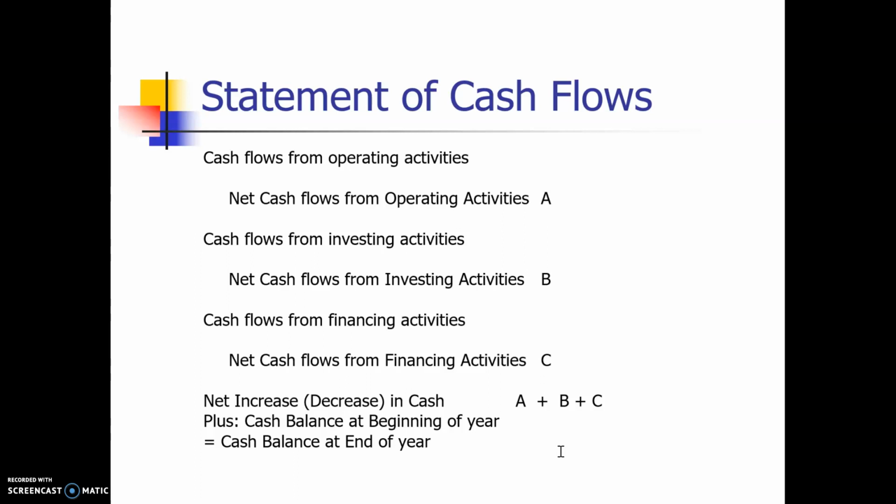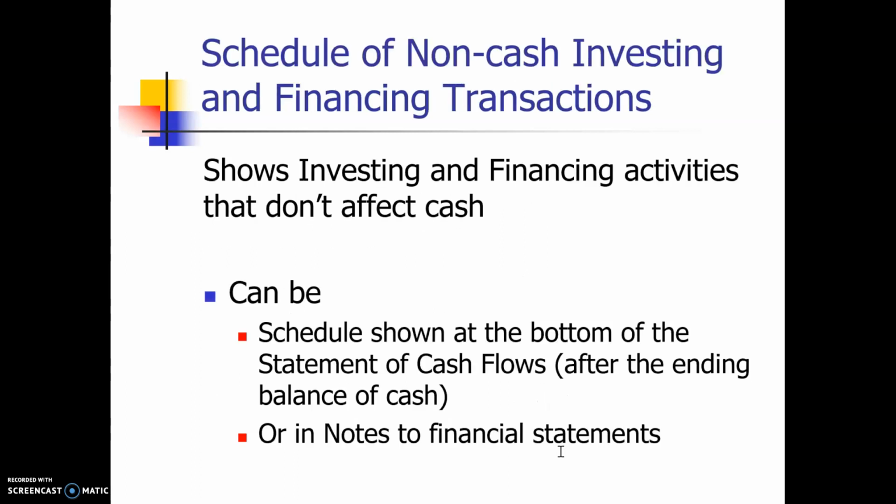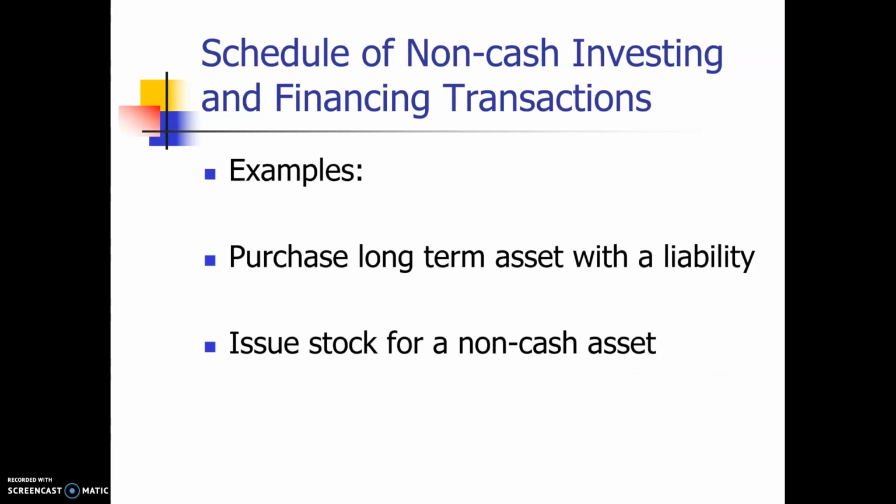Then the very last thing we do is the schedule of non-cash investing and financing activities. So this schedule is going to show any investing and financing activities that don't involve a cash receipt or a cash payment. And so you can show this at the bottom of your statement of cash flows, after we get the ending balance of cash, or it can be provided in the notes to the financial statements.